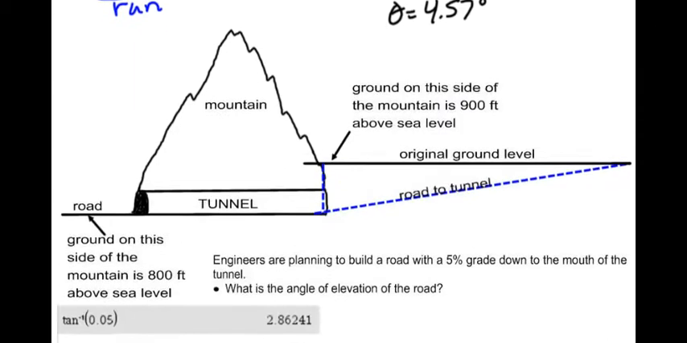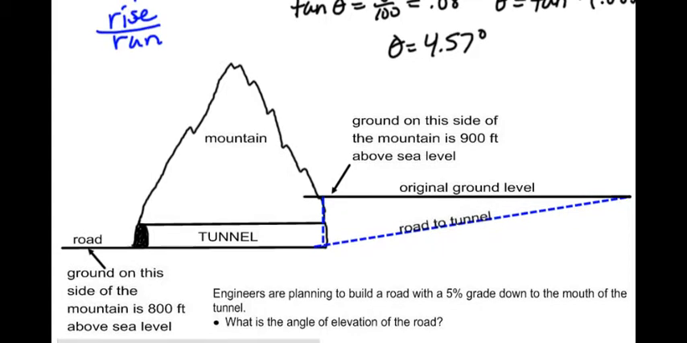Now, if we go down to another problem that uses a similar situation, we have a mountain here, and we're building a tunnel through the mountain. On this side of the mountain, the ground is 800 feet above sea level. On this side, the ground is at 900 feet above sea level. So basically, they're going to have to build a road that goes down 100 feet to reach the same level on this side of the mountain, so that as they build the tunnel across, people tunneling from the right side and the left side will meet in the middle at a nice level road. So this is an engineering problem. I'm sure that has been done many times before.